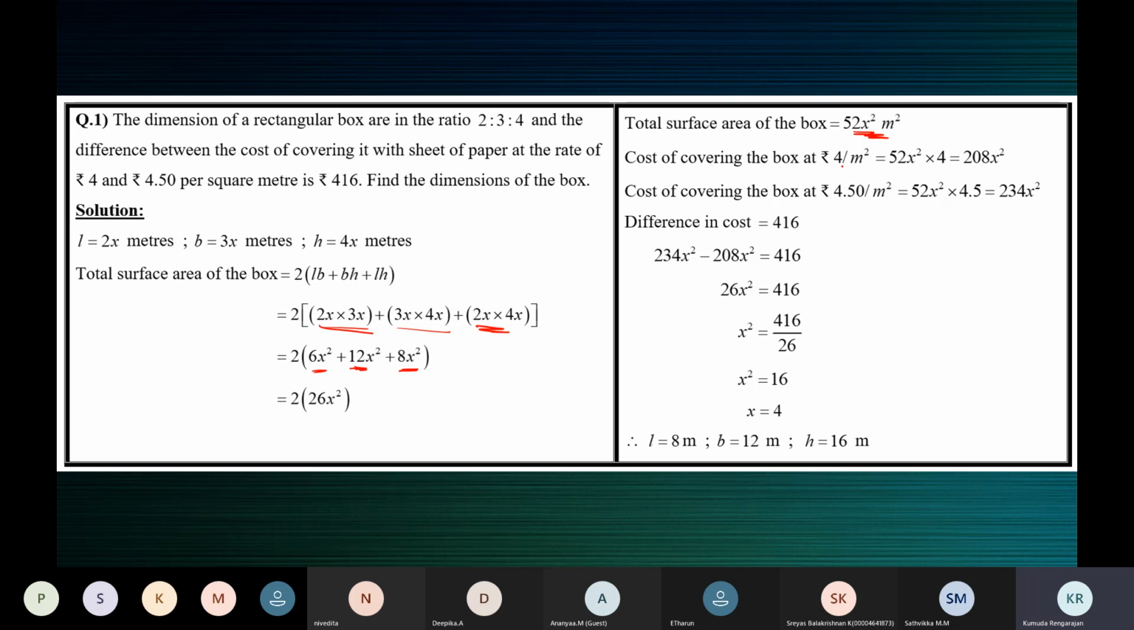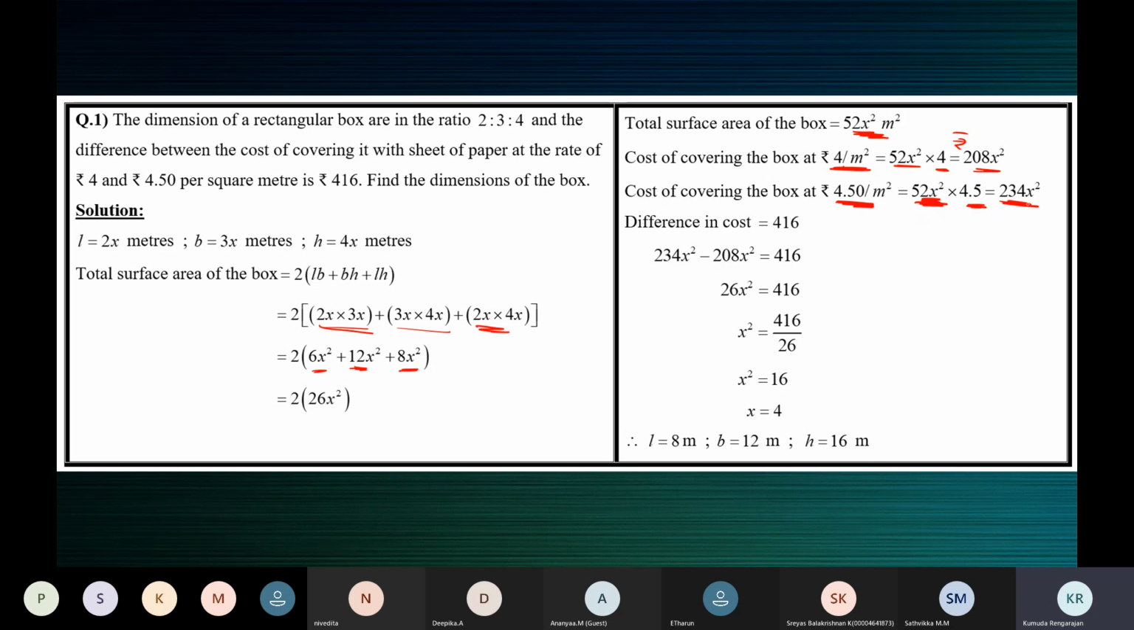We have two different types of paper. One which can be covered at the rate of rupees 4 per meter square, the other rupees 450 per meter square. So what will be the total cost if you cover the box using this sheet, which costs rupees 4 per meter square? TSA into rate. Total cost, rupees 208x square. If you cover the box with the other sheet of paper at the rate of rupees 450 per meter square, then the total cost will be the TSA into the rate.